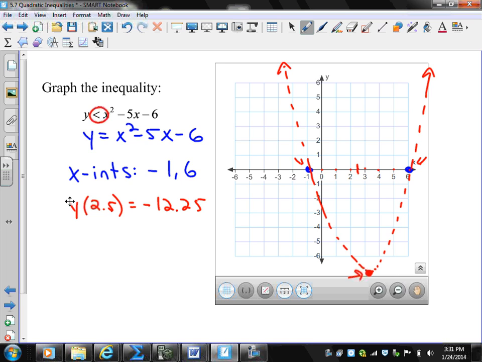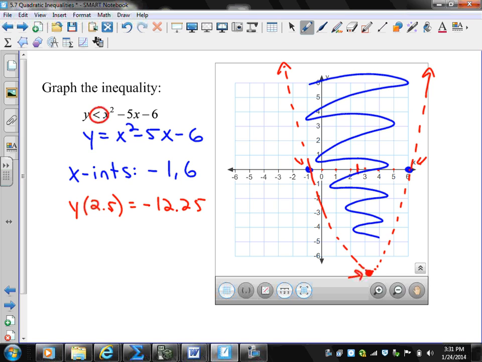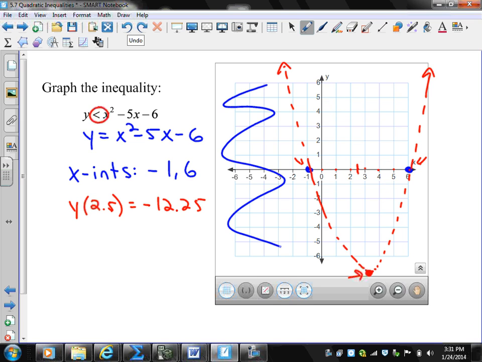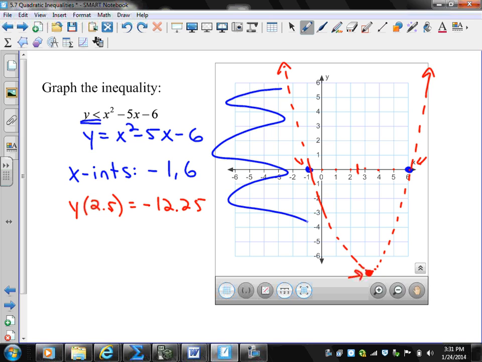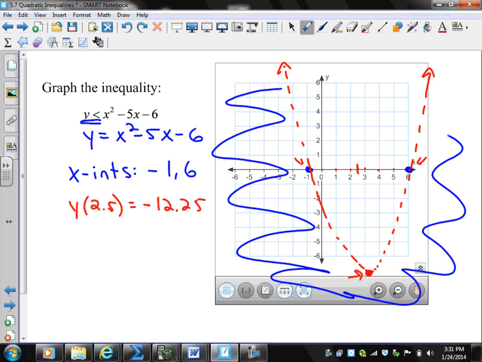I have all this region that's above the parabola, and then I have all this region which is below the parabola. And I haven't really decided which one it's going to be yet, or I haven't investigated which one it's going to be yet. I'm going to look at that right now. The shortcut for this is a nice standard form, so y less than the function. That really tells me that the shading is going to be all down below the parabola, and that would really be the end of the problem.